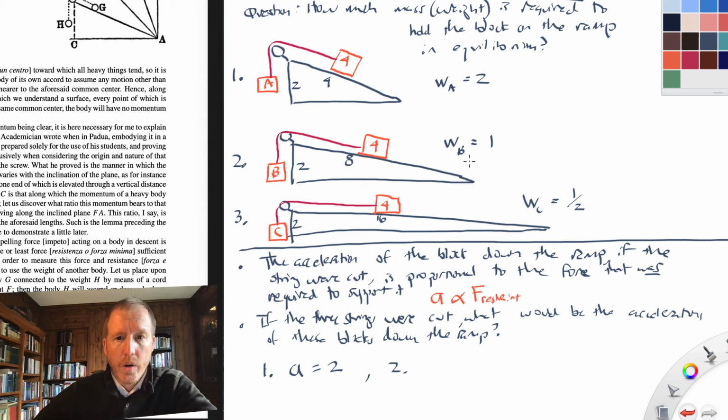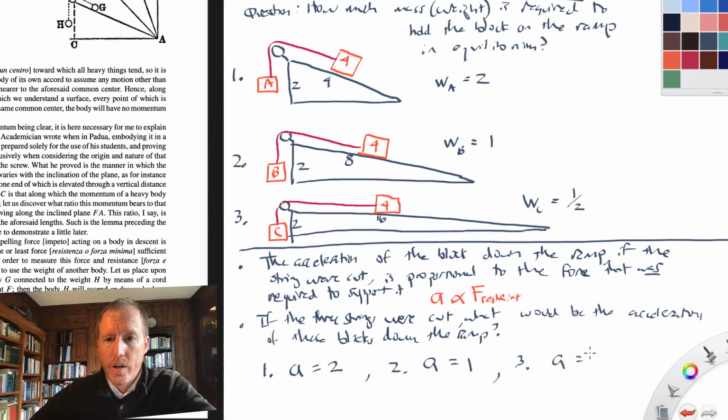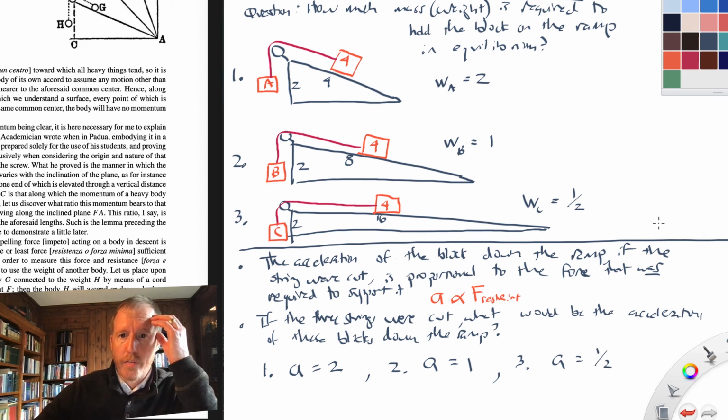If I tell you this, then we can figure out what the acceleration of the block is in case 2. In case 2, well, because it took twice as much force to hold up the block in case 1 as in case 2, that means the acceleration in case 2 would just be 1. It would be half as big because it took half as much force to hold it up. What about in case 3? Well, the acceleration in case 3 would be 1/2, because this is 1/2 of the weight of this, and so since the acceleration that it feels is proportional to the force that it took to hold it up, the acceleration would be 1/2.